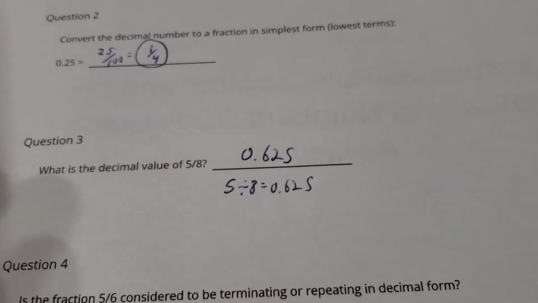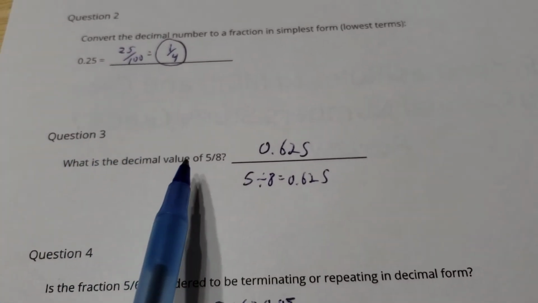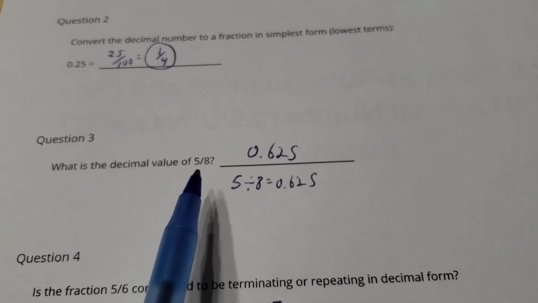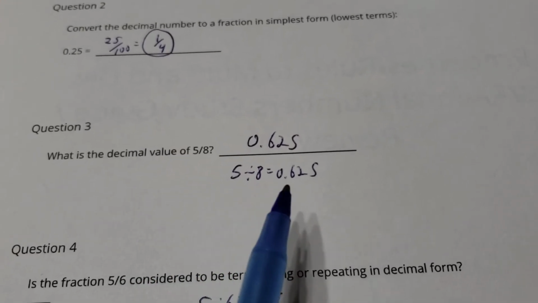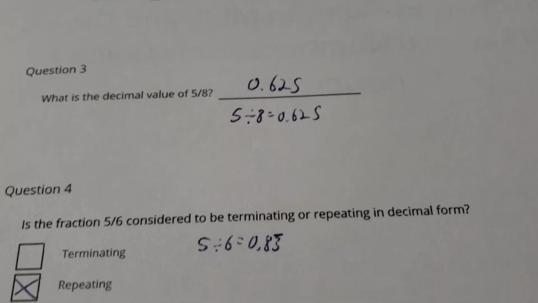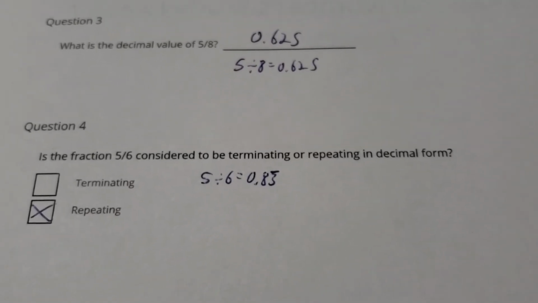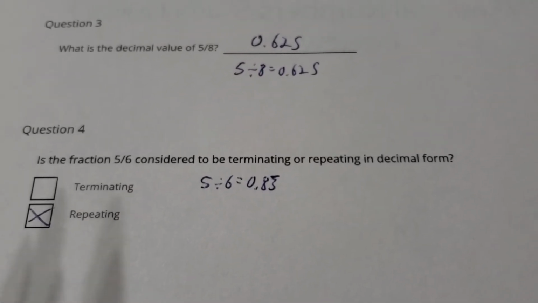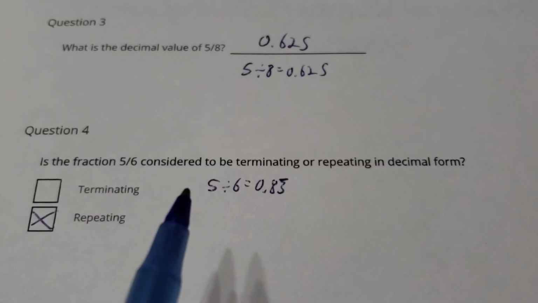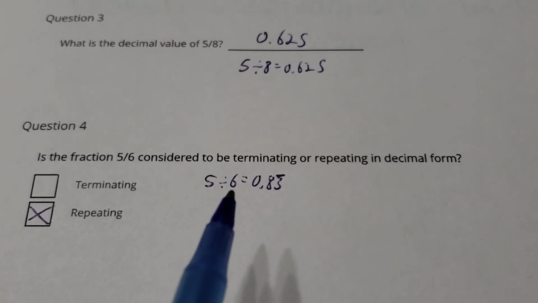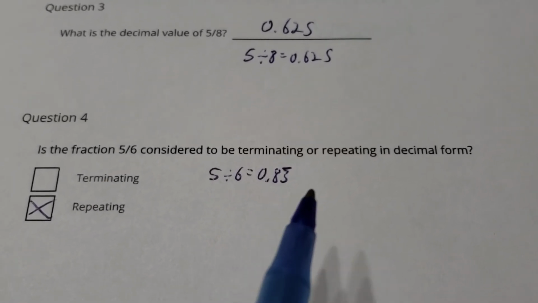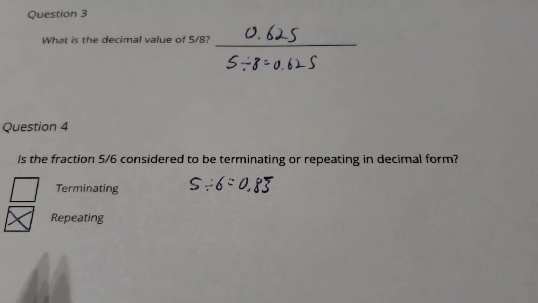What's our decimal value of 5/8? Well, all I have to do then is take my numerator divided by the denominator. 5 divided by 8 gives me 0.625. Is the fraction 5/6 considered to be terminating or repeating in decimal form? Well, numerator divided by the denominator, 5 divided by 6 gives me 0.833333 forever. So that would be a repeating decimal there.